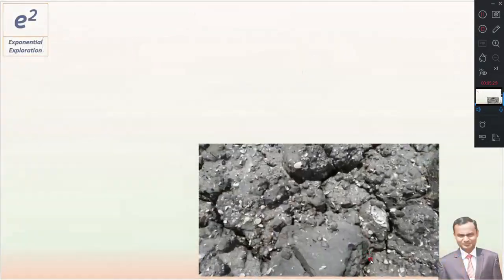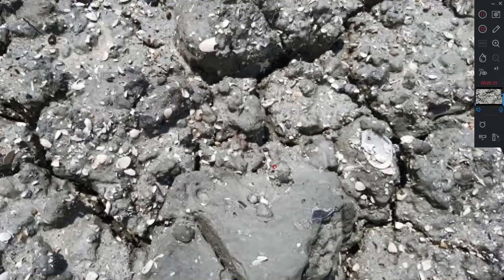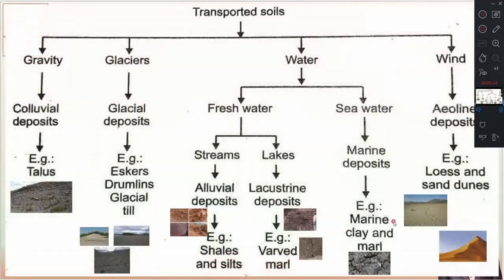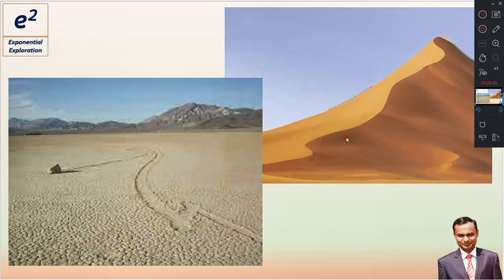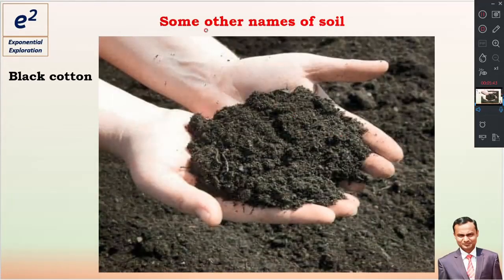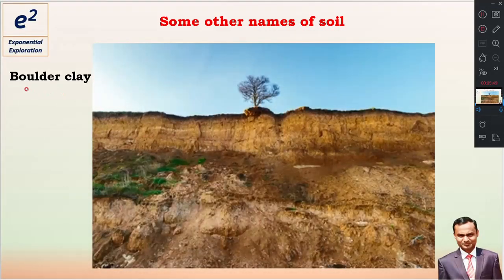and you can go by marl. This is a clay. You can see this one. This is a marl, and we have sand dunes or loess. This is a sand dune or loess. Right? And some other names are there, like black cotton soil and boulder clay. Boulder clay means this part of the soil, whatever you are seeing here. Very interesting thing about the boulder clay. It looks like a boulder, but if you wash that boulder with water, then it will lose its particles and it appears to be a clay.